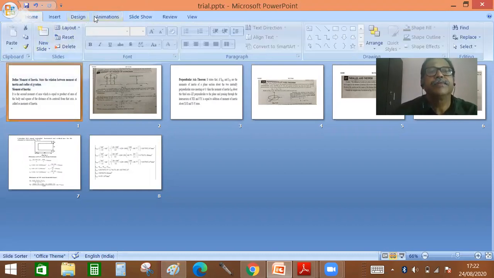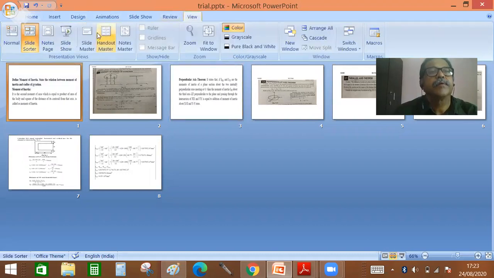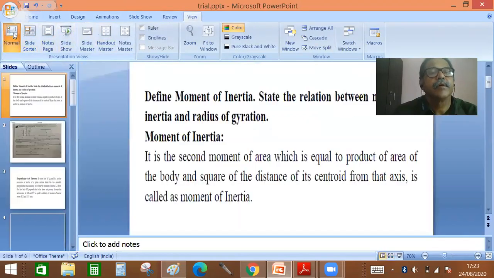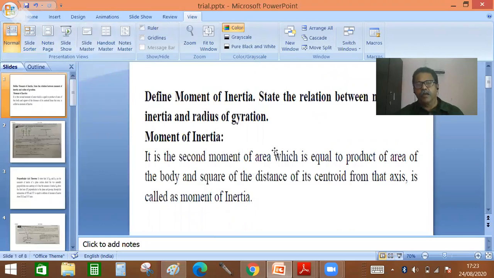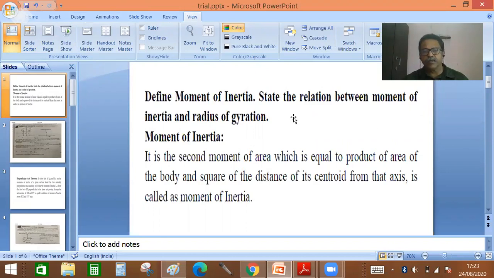Now let's start with the first chapter, that is moment of inertia. So here it is the definition of moment of inertia.